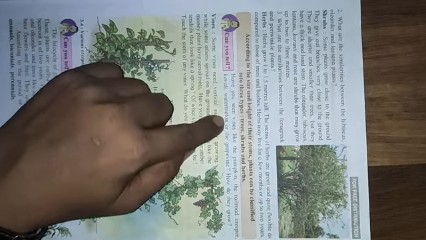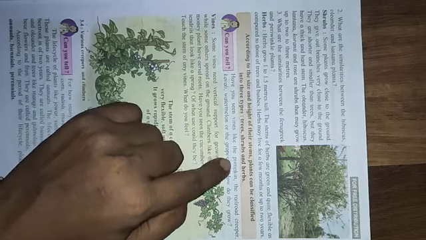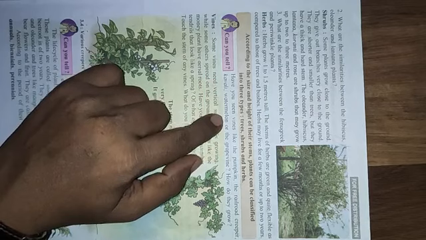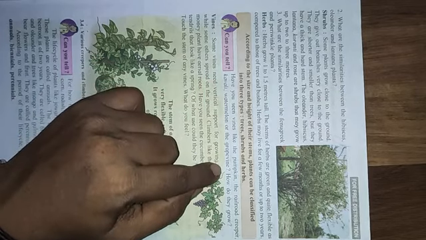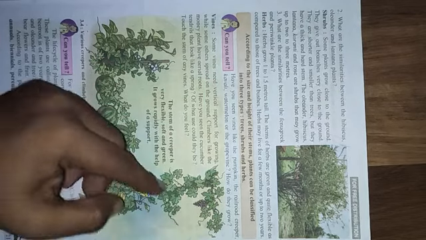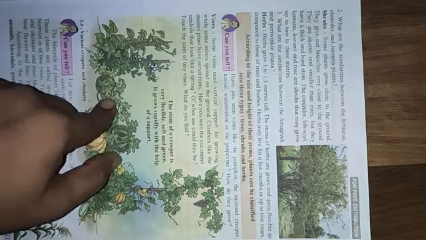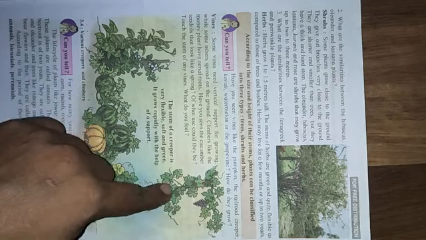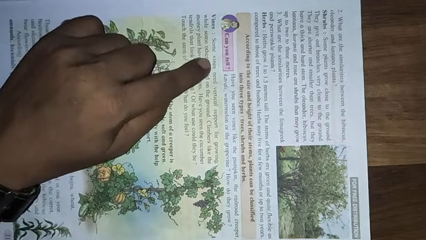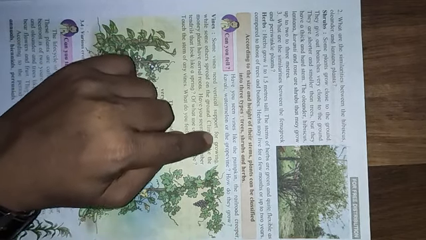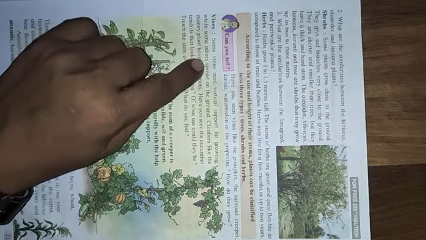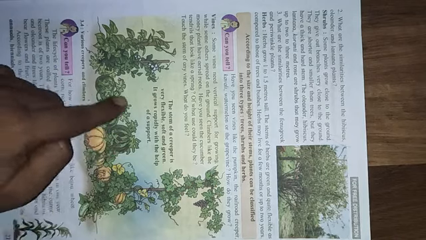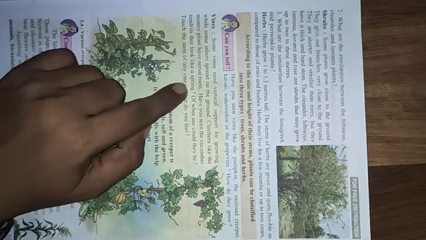Then, have you seen vines like the pumpkin, the railroad creeper, cowpea, watermelon, or grapevine? How are they grown? See this. They take support from the vines. We can say bamboo or vines. Some vines need vertical support for growing, while some others spread on the ground. In this one they take support, and in the watermelon they spread on the ground.